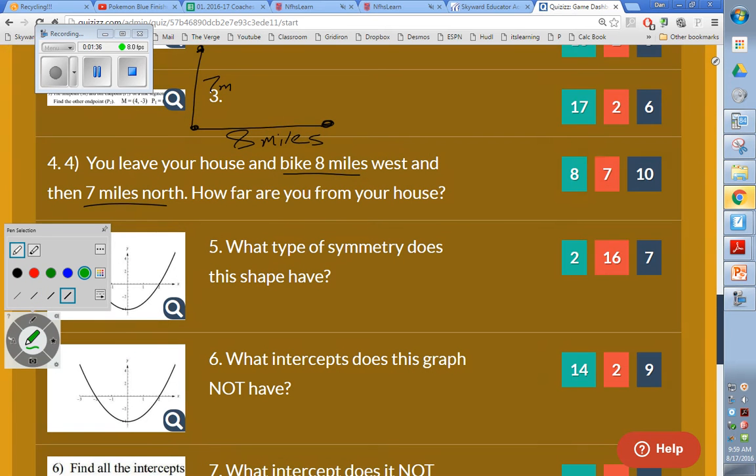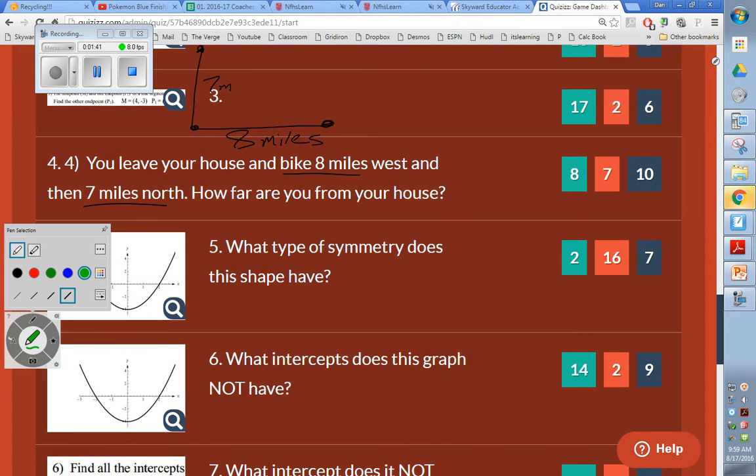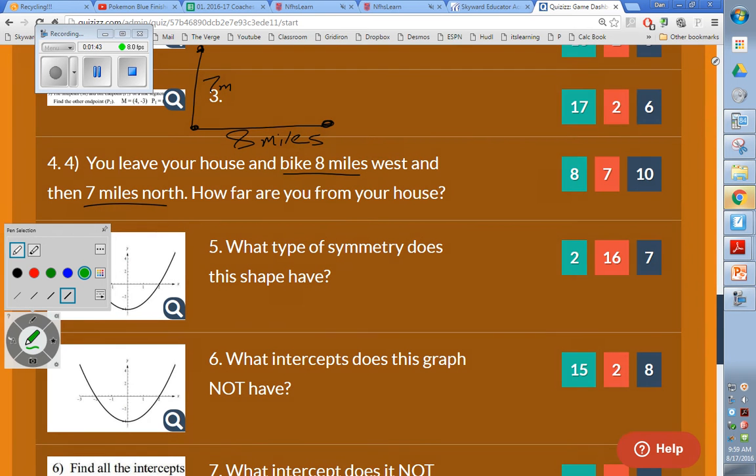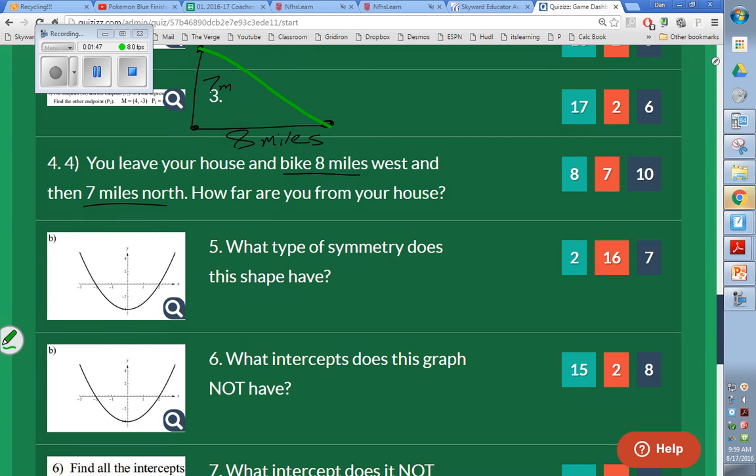So what would I need to do to figure out how far I am from home if I were drawing this picture? What else should I draw here? How do I get home? That. What picture did I just draw? A right triangle. How do we find the missing side on a right triangle?